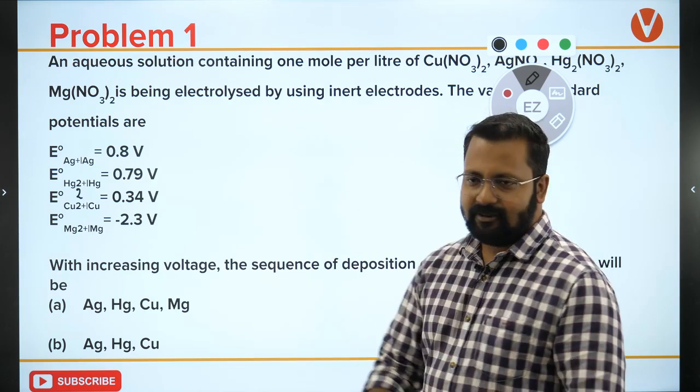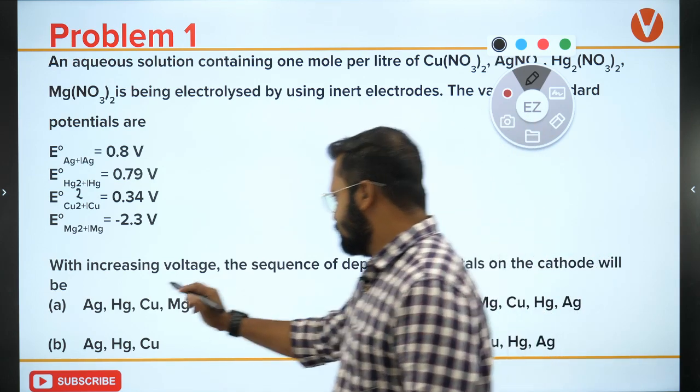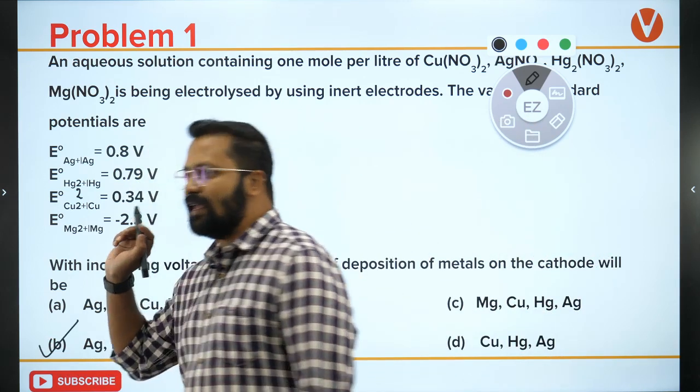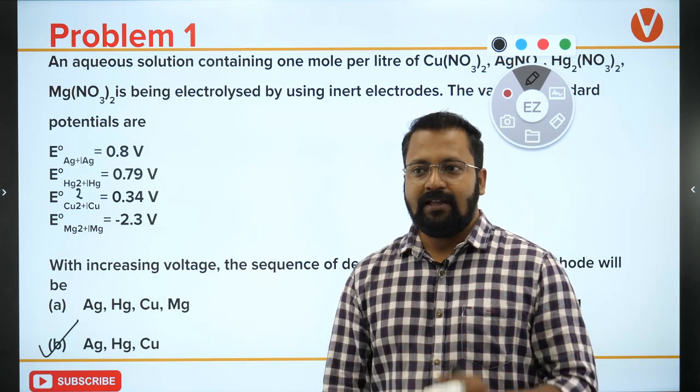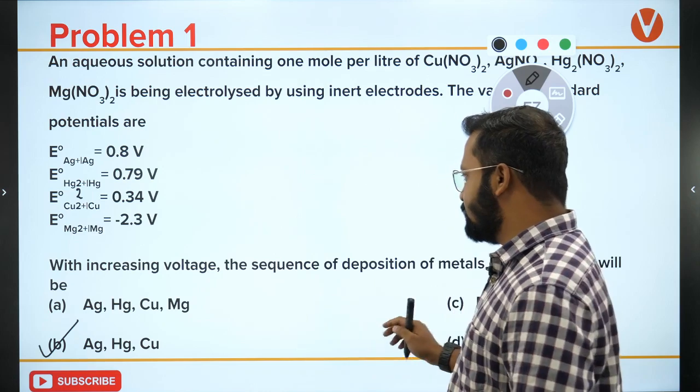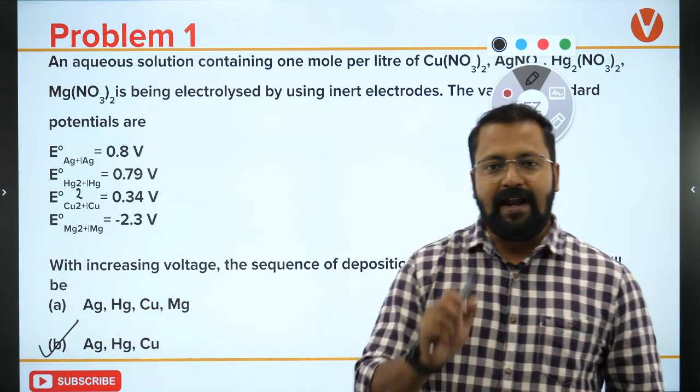The right answer my dear students is B. The right answer should be B. The right answer B is written here. So don't take it as C, this is B. The right answer is B.